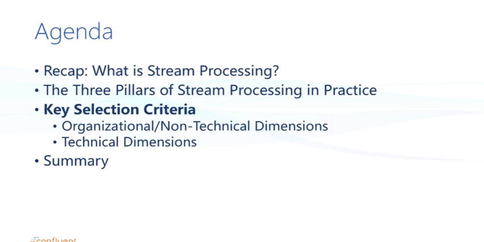So this was our first section on the 3 pillars of stream processing in practice. In this section, we will talk a bit about the key selection criteria. That will be the organizational, non-technical dimensions, as well as technical dimensions.